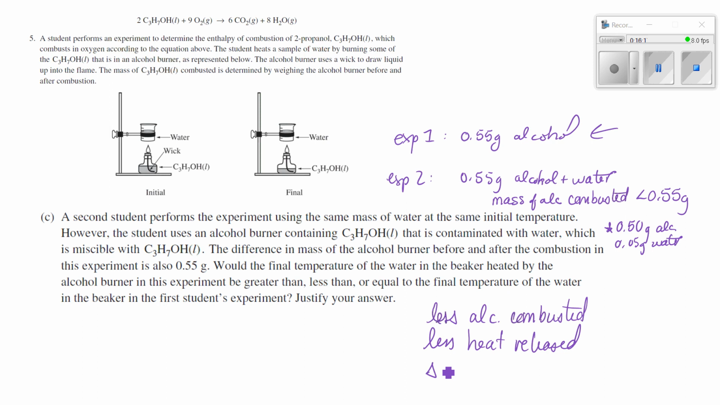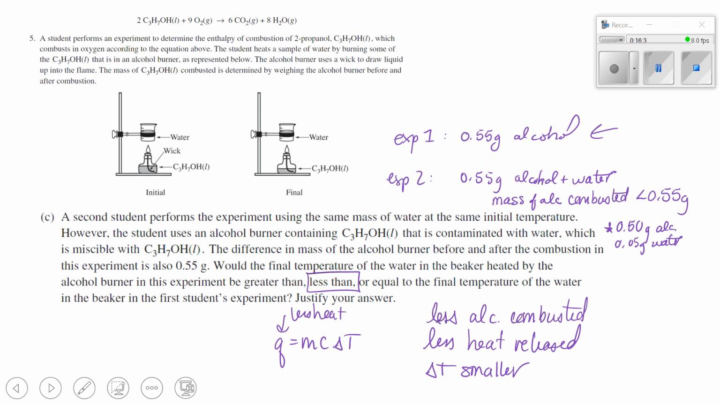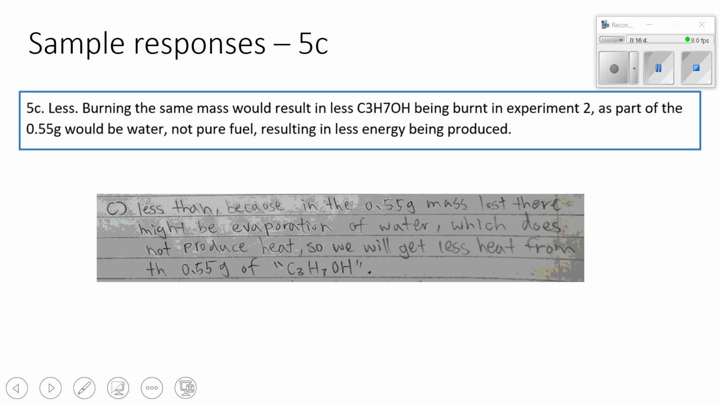So that change in temperature is going to be smaller, right? Because if you think about Q equals mc delta T, if you have less heat released, you're going to have a smaller delta T. So the final temperature will be less than what we would expect it to be if it was really pure alcohol there. So this is an example of doing some kind of experimental error analysis here.